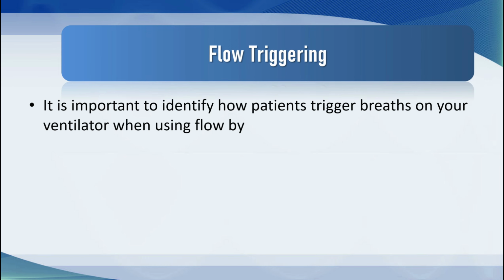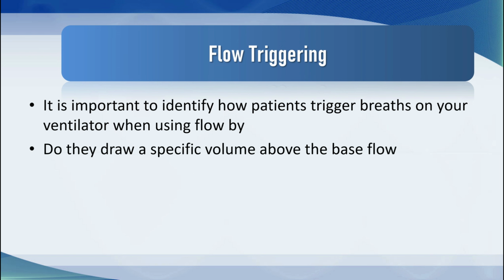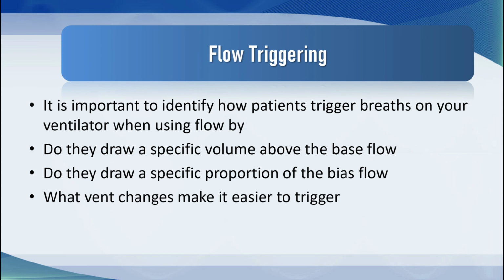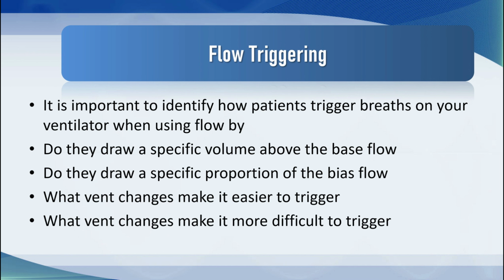In summary, if you're going to use flow triggering, you need to identify how patients trigger breaths on your ventilator when using flow-by. Do they draw a specific volume above the base flow, or do they draw a specific proportion of the bias flow? What vent changes do you need to make it easier to trigger the ventilator? And think about what changes you need to make it more difficult to trigger the ventilator.